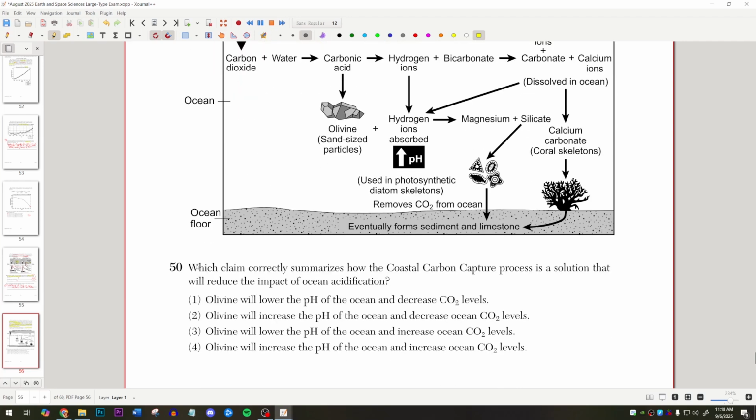Let's read. Which claim correctly summarizes how the coastal carbon capture process is a solution that will reduce the impact of ocean acidification? Olivine will lower the pH. No, that's going to make it more acidic, so that's not good. Olivine will increase the pH, yes, and decrease ocean CO2 levels. So let's just see, is it going to decrease the ocean levels or increase it? It says right here, remove CO2 from the ocean. So it's going to be 2. That was pretty easy. We'll say a 3 plus 1, so we'll say it's a 4.